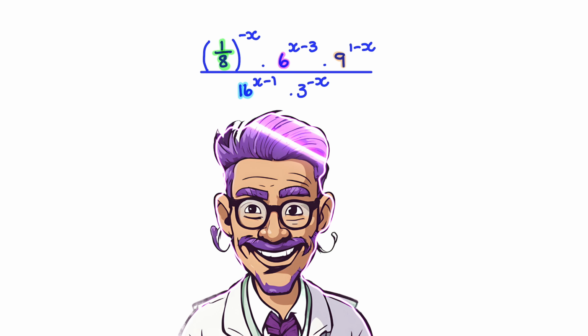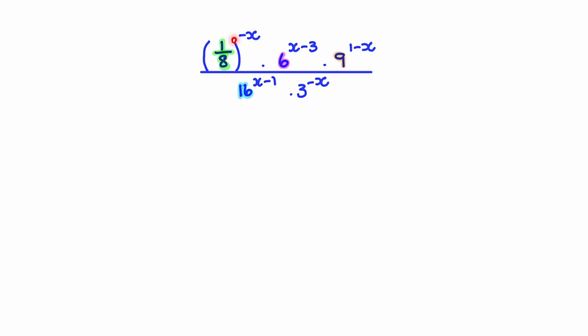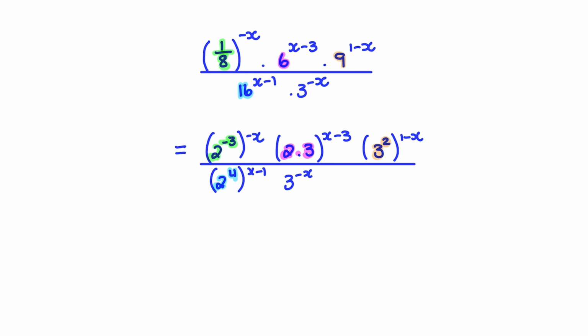In this video, we will simplify the following fraction. So here we are given 1 over 8 to the power of negative x multiplied with 6 to the power of x minus 3 multiplied with 9 to the power of 1 minus x. And we are dividing this by 16 to the power of x minus 1 multiplied with 3 to the power of negative x.